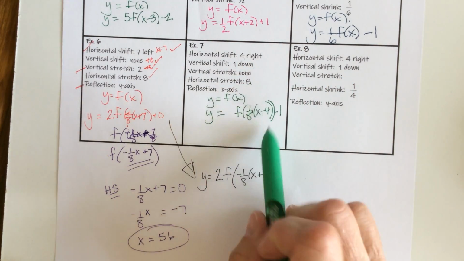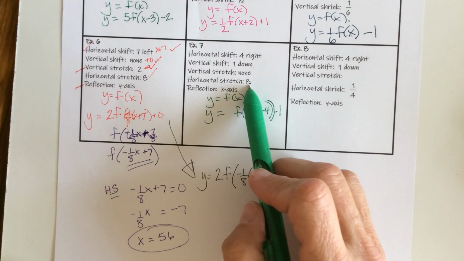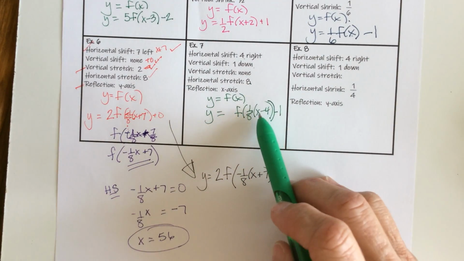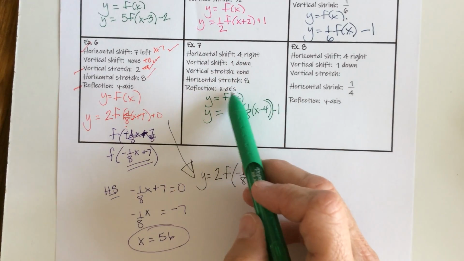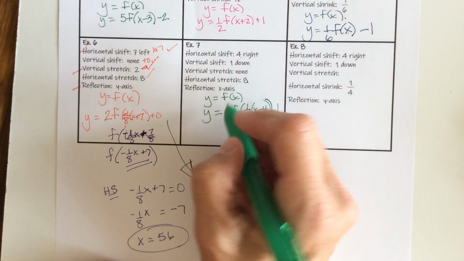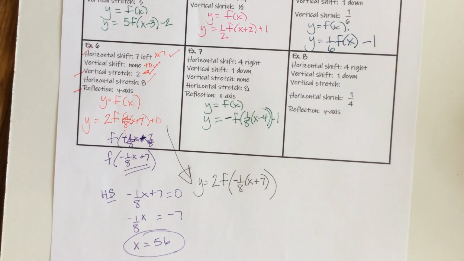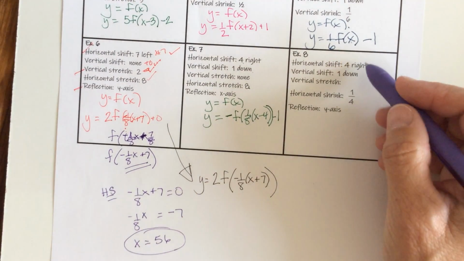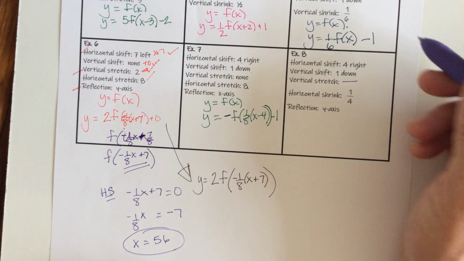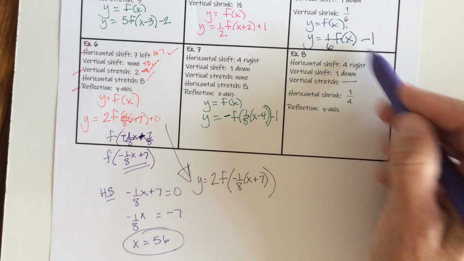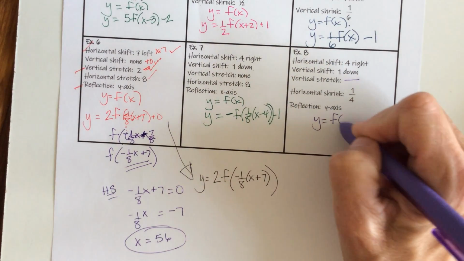My 1/8 is going to horizontally stretch the graph by a factor of 8. I need to x minus 4, 1 down, and then I need to address the reflection about the x-axis. So now I just have to put my negative out front. Okay? All right. And then finally, lastly, let's see. We'll do no vertical stretch. Now this is called copying and pasting without changing anything really. But that's okay. Y equals f of x.